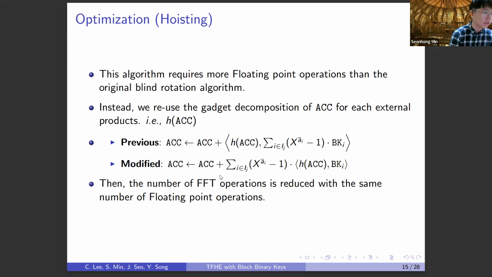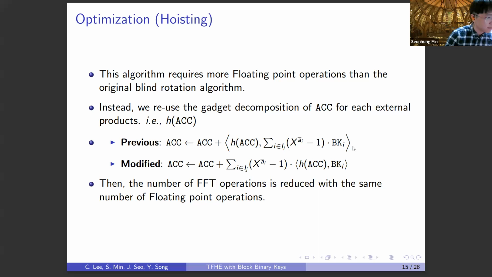But the problem is that you have to generate the RGSW encryption of the monomial, and it is very heavy because it requires more floating point operations, because RGSW encryptions are huge. So instead, we can just reuse the gadget decomposition of the accumulator for each external product. For example, we don't need to generate the encryption of the monomial, but instead just compute the external product of ACC, the accumulator, and its blind rotation keys, reusing the decompositions of ACC.